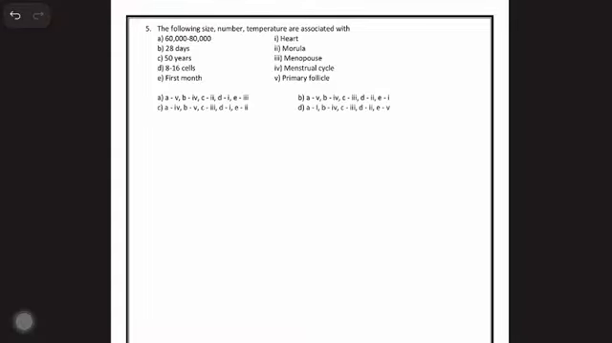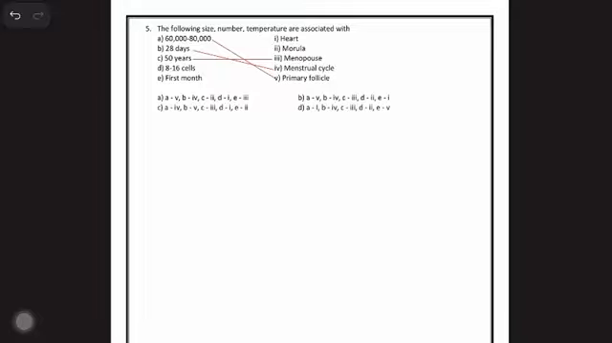Question number 5. The following size, number, temperature are associated with. Let's see, what is A? A is 60 to 80,000. On the other side, there is heart, morula, menopause, menstrual cycle, and primary follicles. We know that 60 to 80,000 primary follicles are present in the ovary during puberty. So A matches with 5. 28 days menstrual cycle duration. So it goes with 4. 50 years menopause. C goes with 3.